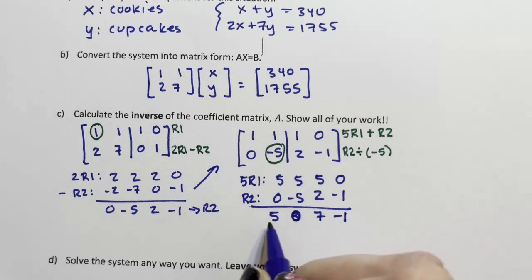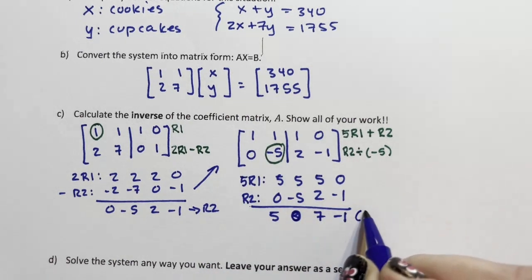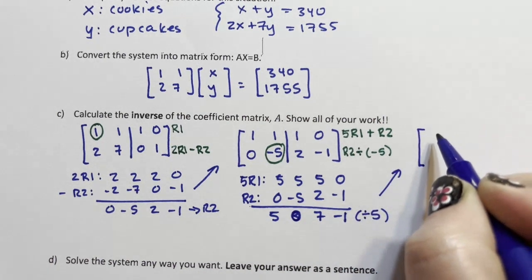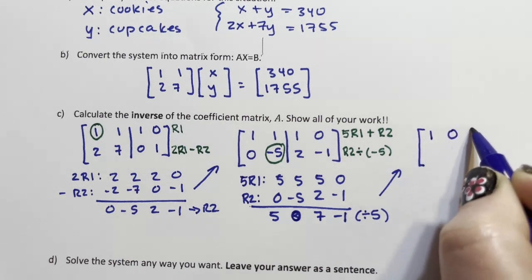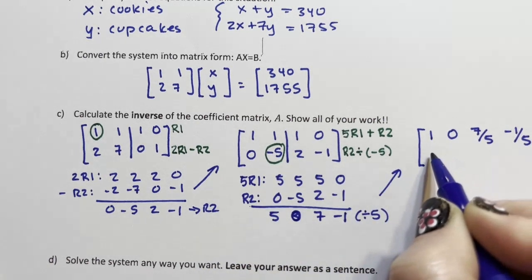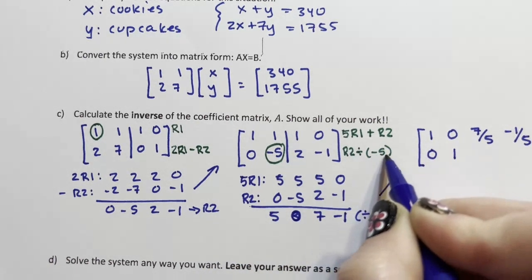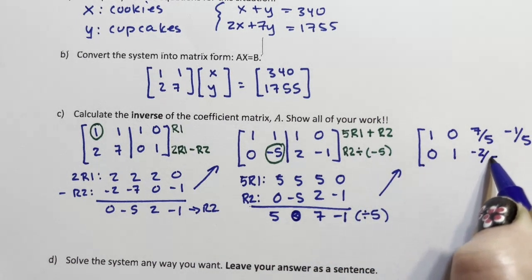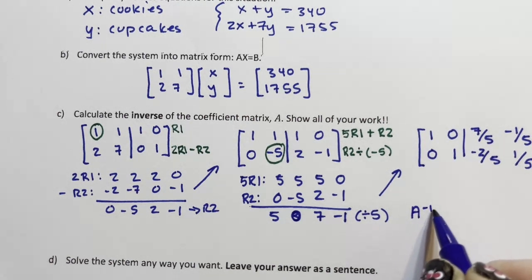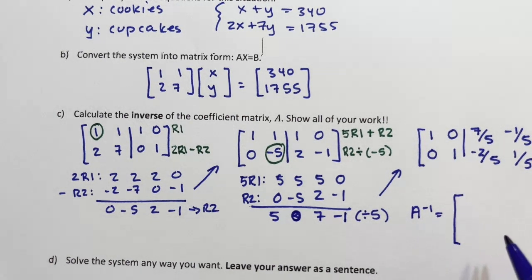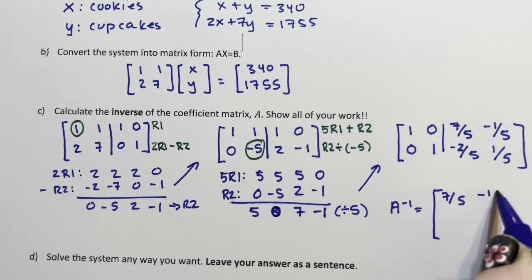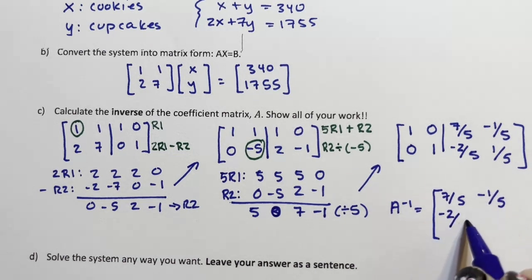I want this to be a 1. I want this to be 1, 0, 0, 1. So I'm going to divide this by 5 before I write up my last matrix. And I'm going to get 1, 0, 7/5, -1/5. And when I bring this over, I'm going to get 0, 1, because I'm dividing by -5, -2/5, 1/5. So my inverse matrix is 7/5, -1/5, -2/5, 1/5.